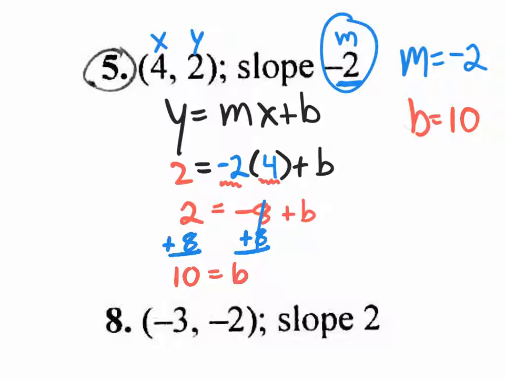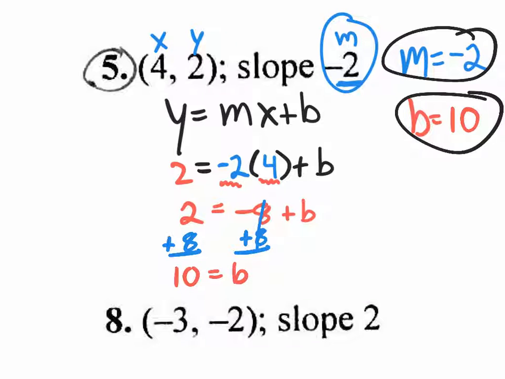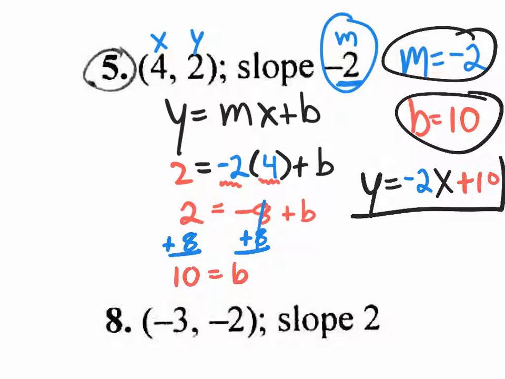Now that you know your m value and your b value, you can easily write your y equals mx plus b equation. Y equals m, which happens to be negative 2, x plus b, but b is a positive 10. So this is our slope-intercept form equation. If you were to graph this line, it will pass through that point, 4, 2. Let's jump to a different one.